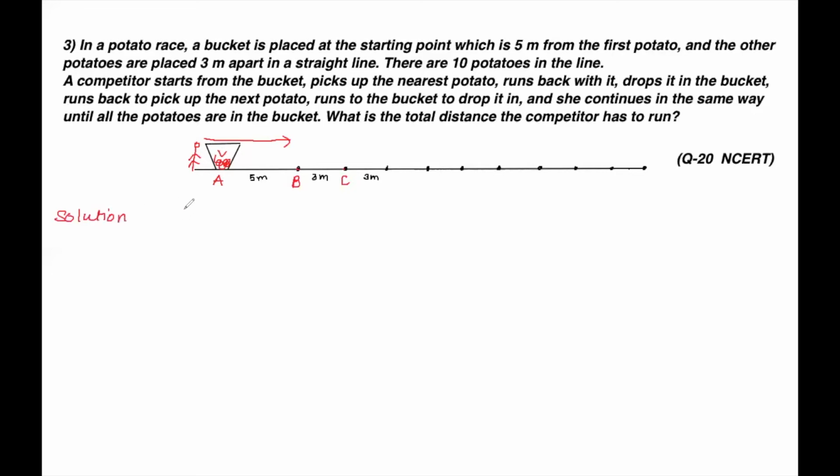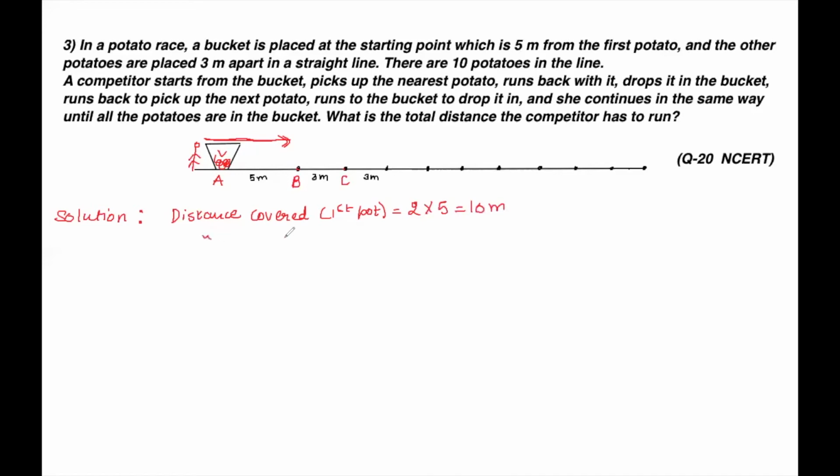Now to understand this, first of all, let's see the distance covered by the competitor when she goes and picks up the first potato. So distance covered for the first potato. What would be the distance if the runner is going this way? It is 5 meter and she will come back. So it would be 2 into 5, that is equal to 10 meter, right?